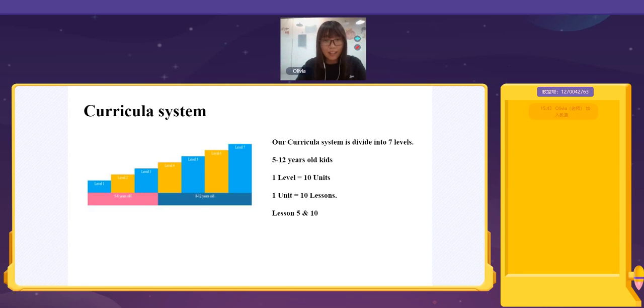For now, the age of our students is 5 to 12 years old. And for now, most of our students are beginners in level.